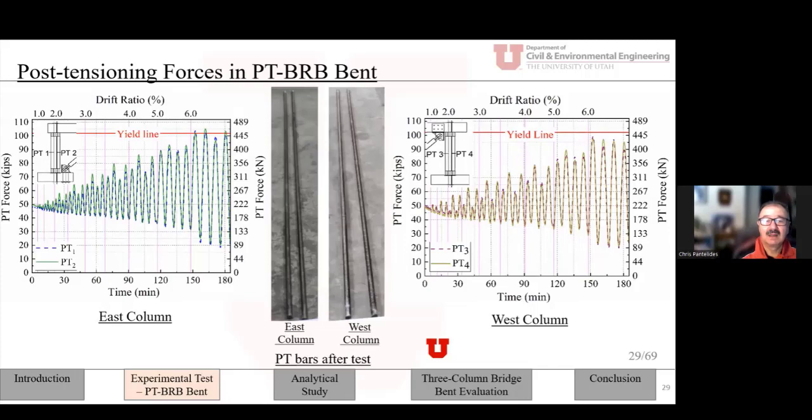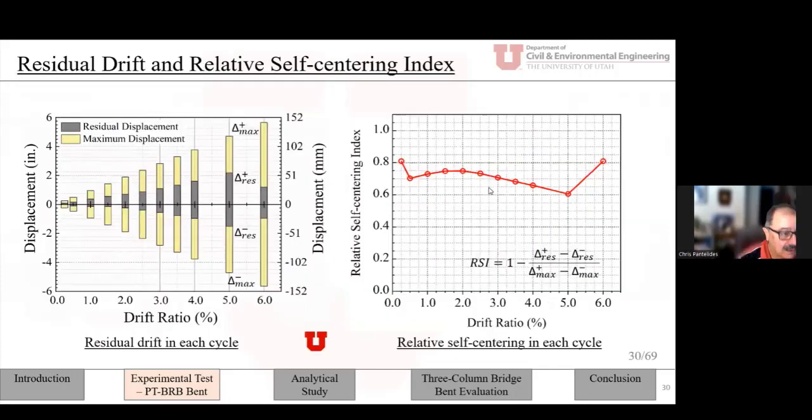So for example, at 3%, the residual is less than 1%. And of course, at 6%, or let's say 5%, when the BRB was still there, we had a residual of roughly 2%. And then at 6%, of course, once the BRB fractured, we went back down to 1%. So this is sort of like an index of how well you're doing. And 100% or 1 is perfect recentering. And of course, here we see we're around the 0.8 or less.